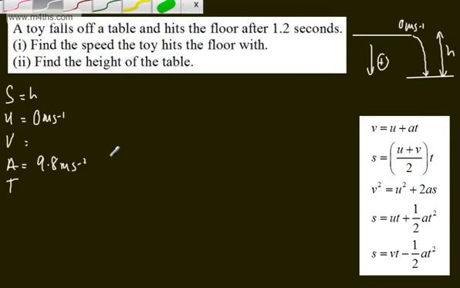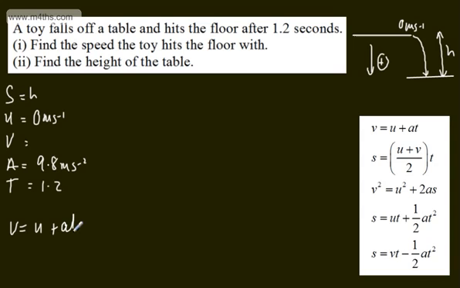So we got 1.2 seconds. Let's put that in. So we want now this one right here. So we've got now 0, we've got the acceleration, and we've got the time. So all we need for this one is v is equal to u plus at. So v is equal to u plus at.